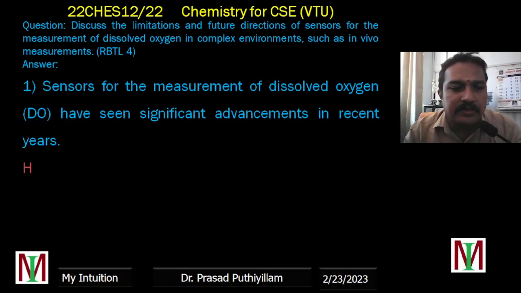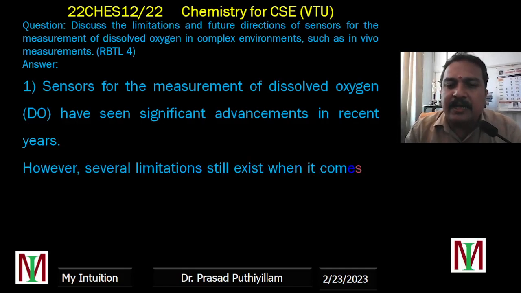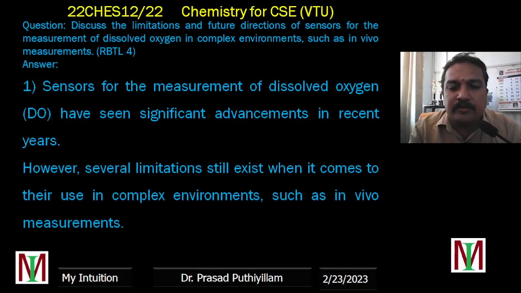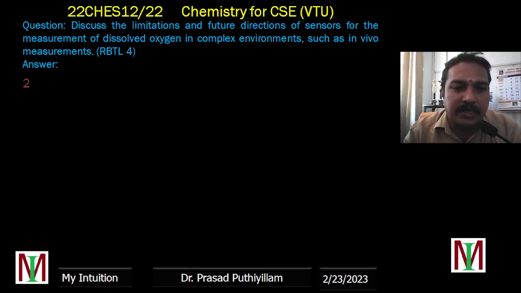Sensors for the measurement of dissolved oxygen have seen significant advances in recent years. However, several limitations still exist when it comes to their use in complex environments such as in vivo measurements. Even though we test in the lab and get results, in actual practice in complex environments like in vivo, there are several limitations.